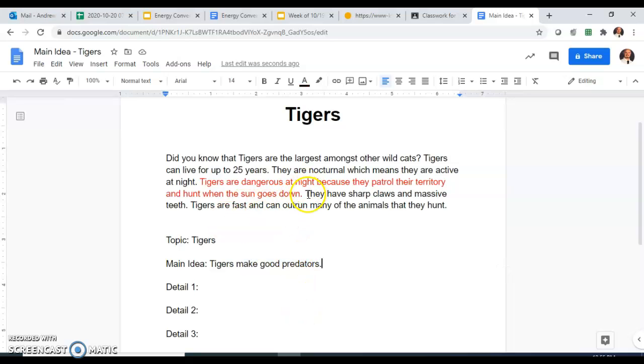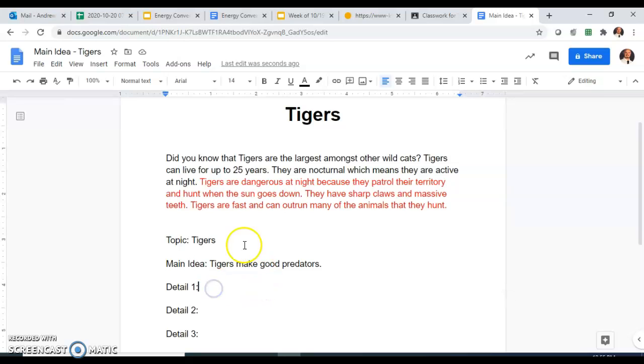They have sharp claws and massive teeth. You know what? That supports that they're a good predator. If they have massive teeth and sharp claws, that makes it easier for them to attack their prey. And finally, tigers are fast and can outrun many of the animals they hunt. That supports that they're good predators.